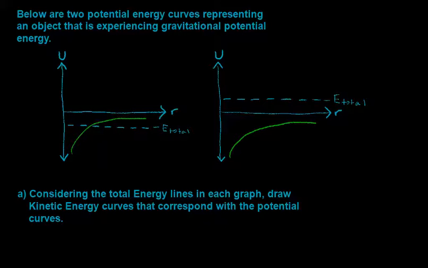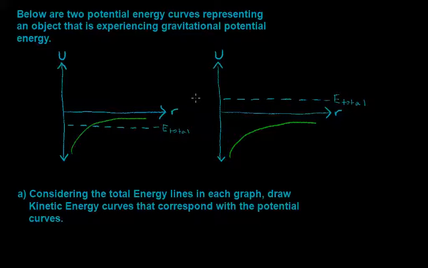So we have a problem here that says that we have two graphs with two potential energy curves representing an object experiencing some sort of gravitational potential energy. And part A of this problem says, considering the total energy lines, the E total lines in each graph, we have to draw kinetic energy curves that correspond with the given potential energy curves.